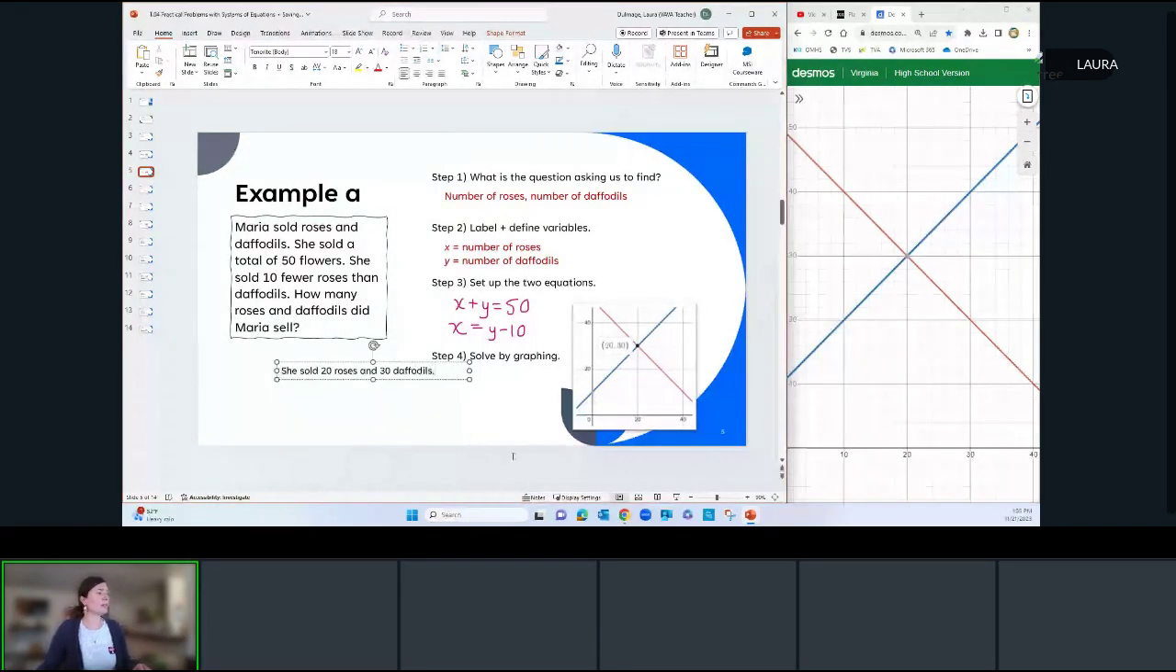So she sold 20 roses and 30 daffodils. Does that answer make sense? Does that total 50? Yeah. Are there 10 fewer roses than daffodils? Yes.